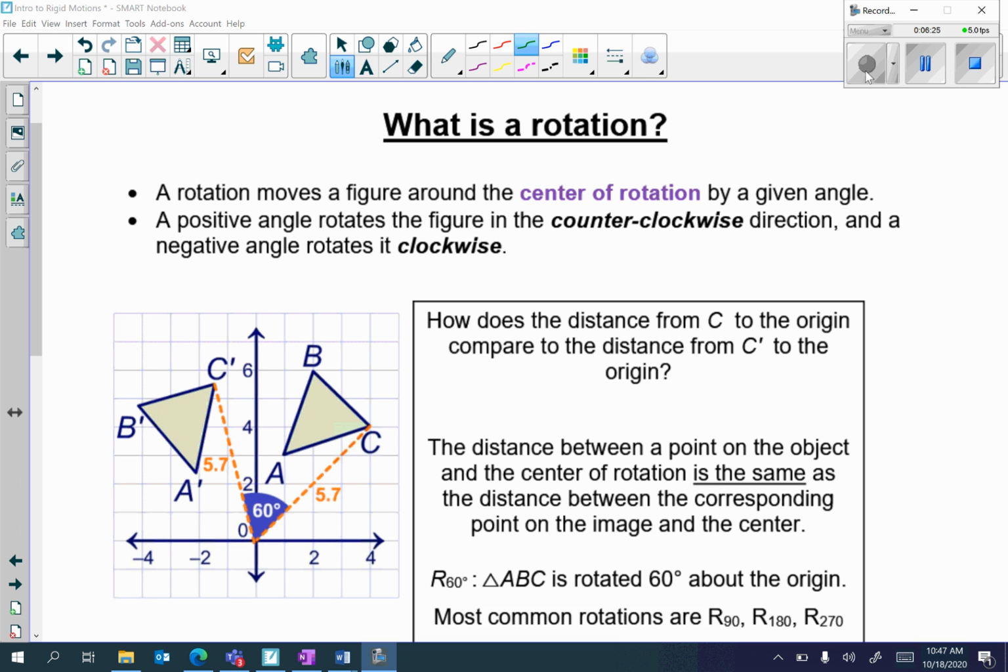Our next transformation is rotation. What is a rotation? A rotation moves a figure around the center of rotation by a given angle. Every rotation has a center of rotation. A positive angle rotates the figure counterclockwise direction, and a negative angle rotates it in a clockwise direction.